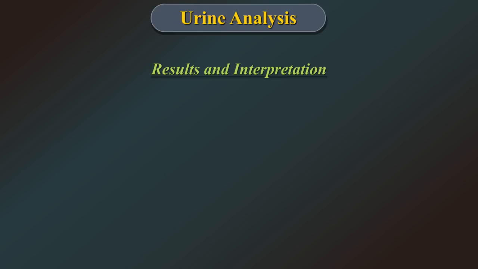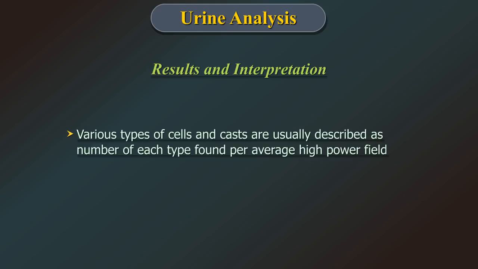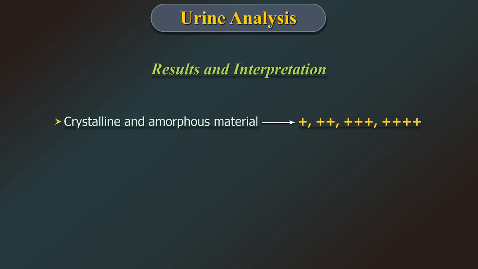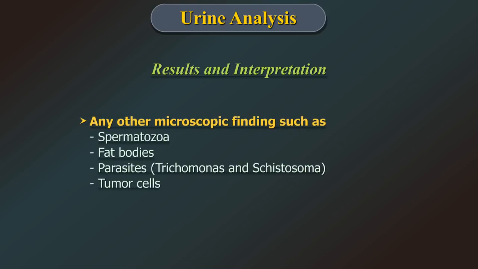Results and interpretation. The various types of cells and casts are usually described as the number of each type found per average high power field. The presence of crystalline and amorphous material is indicated as 1 plus, 2 plus, 3 plus, or 4 plus. The presence of bacteria and yeast is also reported as 1 plus to 4 plus. Any other microscopic findings such as spermatozoa, fat bodies, parasites like trichomonas and schistosoma, tumor cells, etc. are noted under the column Others.